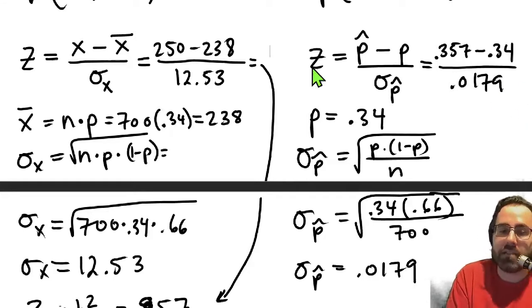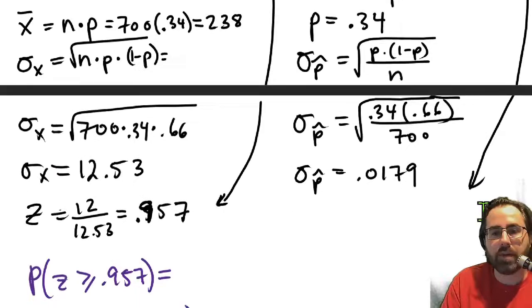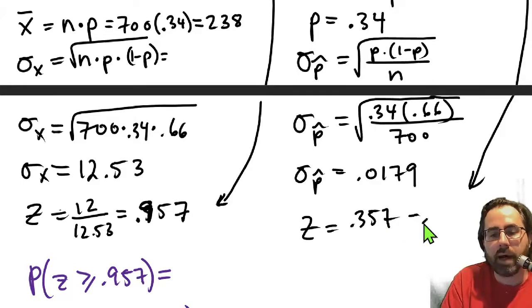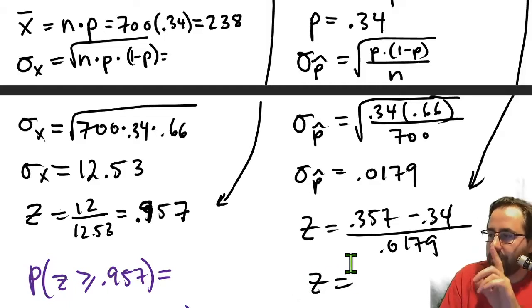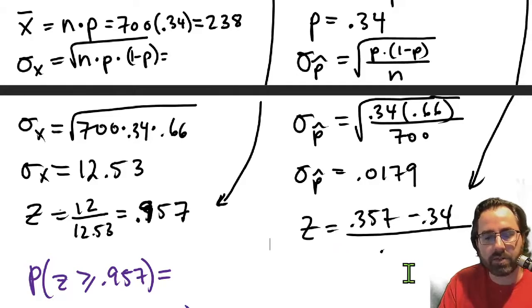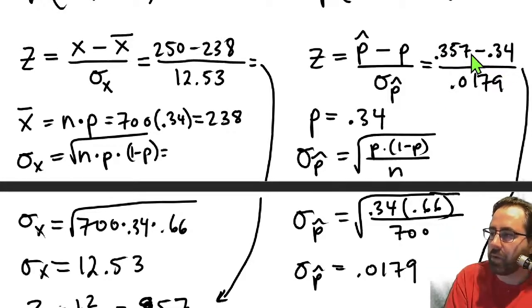0.0179. Now, let's finish calculating this z-score down below. So that was 0.357 minus 0.34. So z equals 0.357 minus 0.34 divided by that standard deviation we got, which is 0.0179. So let's calculate. Actually, I want to do this using the exact same formatting. This might seem strange, but I'm going to do the same calculation. Let's subtract up here before I rewrite it down here. So 0.357 minus 0.34 is 0.017.